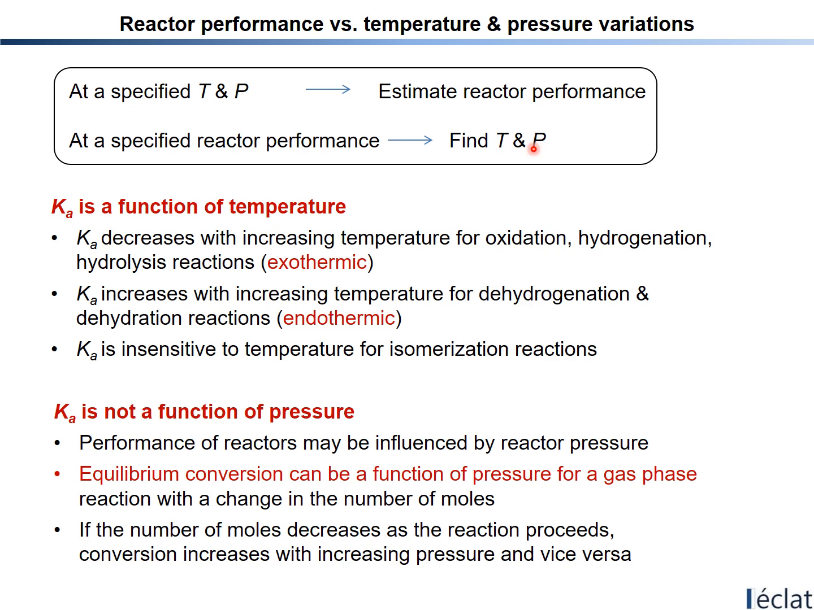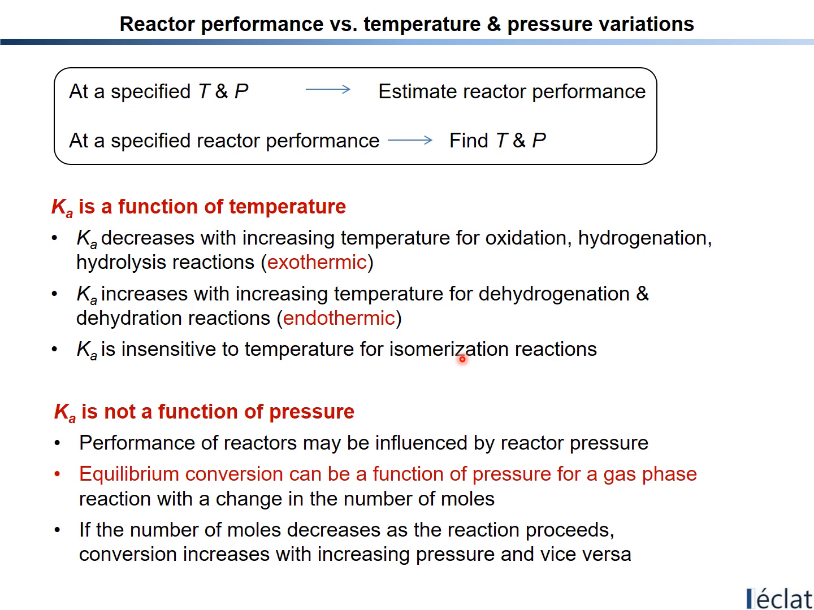The equilibrium constant is a function of temperature. As you know, the equilibrium constant Ka decreases with increasing temperature for exothermic reactions, including oxidation, hydrogenation, and hydrolysis reactions. Or Ka increases with increasing temperature for endothermic reactions, including dehydrogenation and dehydration reactions. Or Ka is practically insensitive to temperature for isomerization reactions.